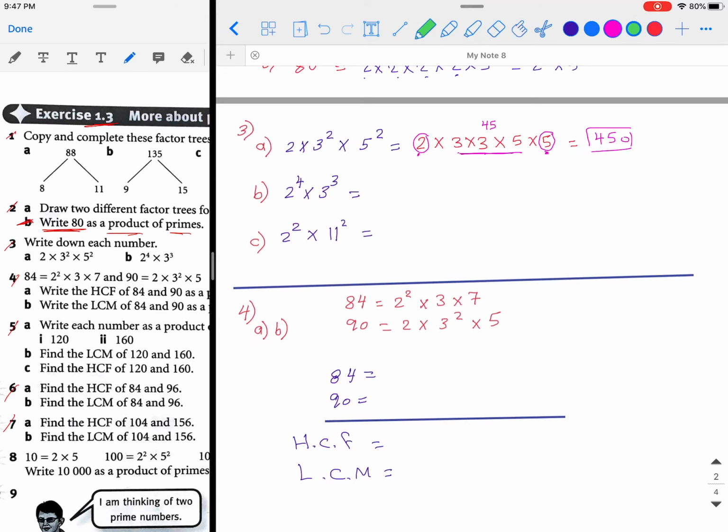Next one, we have 2 power 4 means 2 repeated how many times? Yes, exactly, it's 4 times, and 3 repeated 3 times.